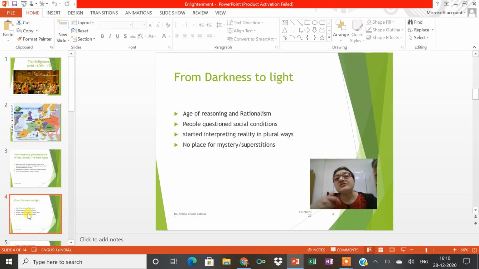But this age of reasoning led to a lot of questioning. So now people started rising up for what? Rising up to ask the reason for the social condition in which they are actually living. And they realized that now there is no place for superstition, because nothing was a mystery anymore. Everything was as if a revelation. There is a science, or a rationale, behind everything. And so people now started to interpret reality in different ways. They started pushing for different ways of looking at the world.